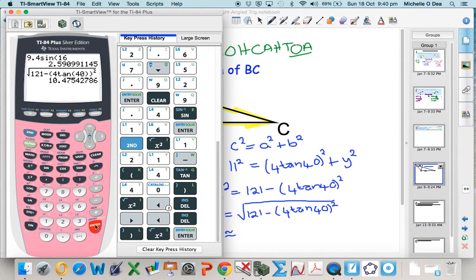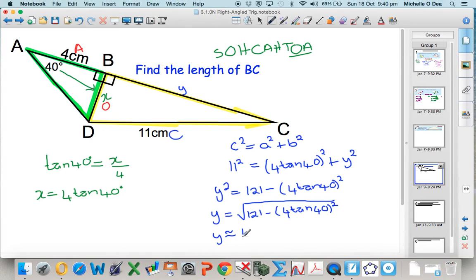Let's get an answer. So again, 3 significant figures, 1, 2, 3. Oops, next one is bigger than 5, so we round up, so it's 10.5 centimeters approximately. So BC is 10.5 centimeters. And remember, we knew it was going to be less than 11 because it's a right angled triangle. Your hypotenuse is the longer side, so it has to be less than that.